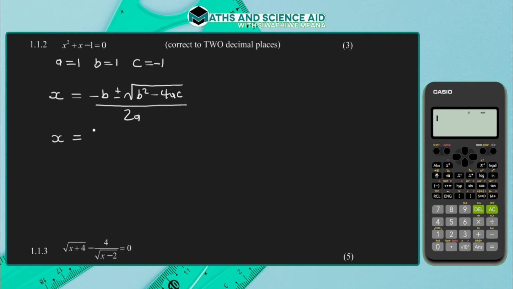So let's just substitute in the values for a, b, and c. b is 1, so here we'll have 1 squared minus 4, a is 1 and c is negative 1. And we divide this by 2 times 1 because a is 1. After this, all that you have to do is use your calculator. So we can go straight to our calculator and input this in exactly as it is.